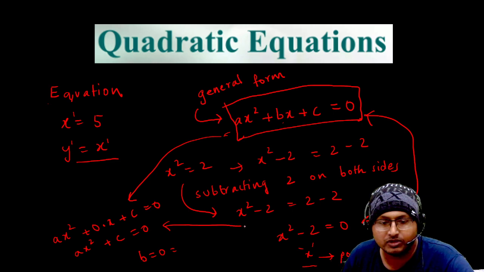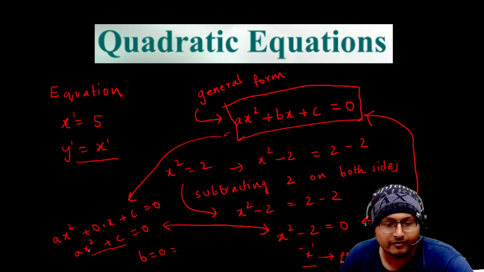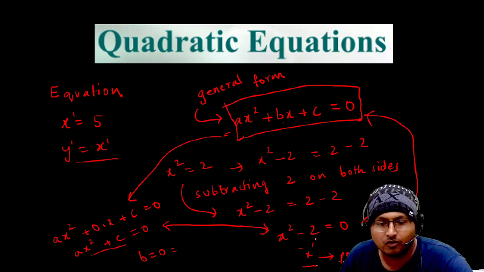Can you observe these both equations are same? So a x square plus c equal to 0 and x square minus 2 equal to 0. Are these both equations same? Yes. By comparing these two equations, here the power of x is 2 and here also the power of x is 2. Here also we don't have any x term with the power 1. Here we have a constant term and here also we have a constant term.